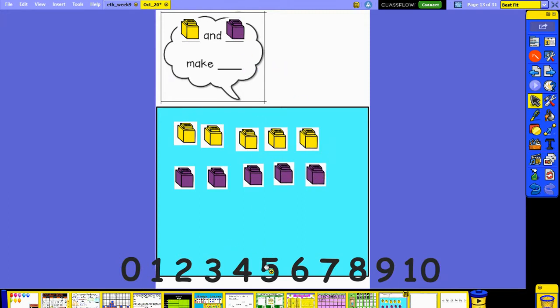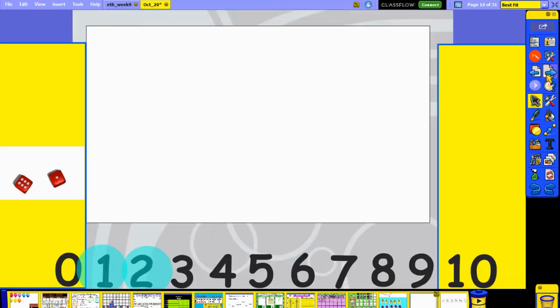All right. How many do we have? Oh, I pulled it over without counting with you. Sorry about that. 1, 2, 3, 4, 5. So we've got 5 yellow. 1, 2, 3, 4, 5. 5 purple. 5 and 5. We should know this. We've been doing this a lot with our 10 frame. So 5, 6, 7, 8, 9, 10. 5 and 5 make 10. There we go. All right, let's keep going.